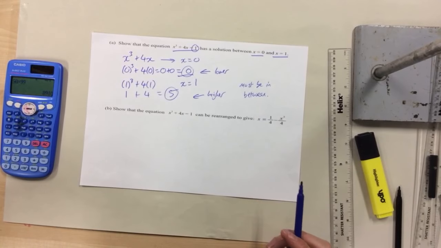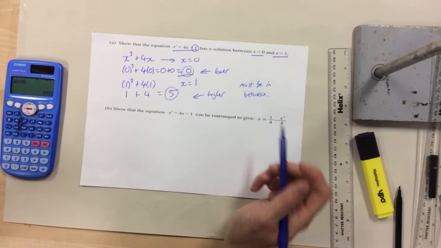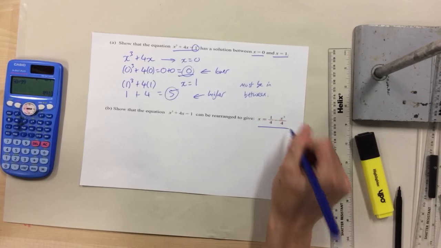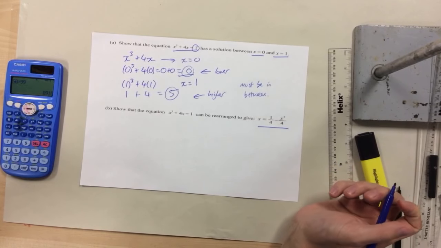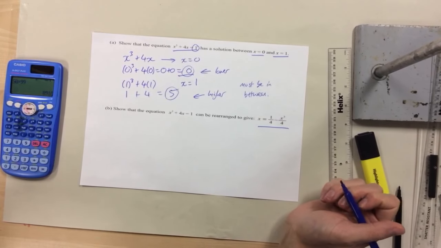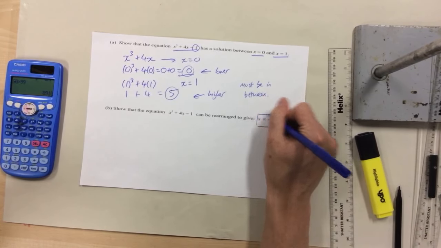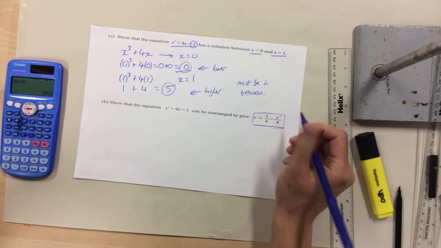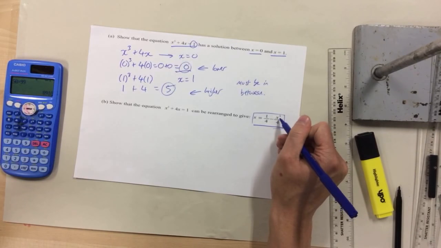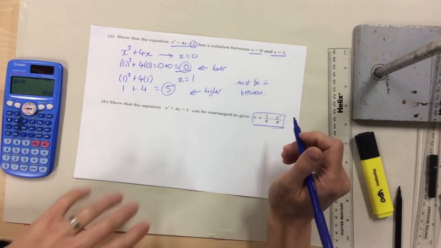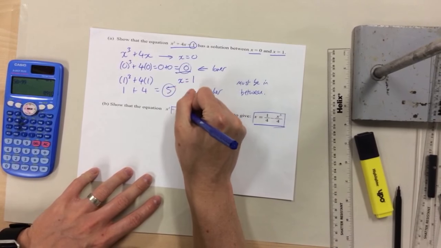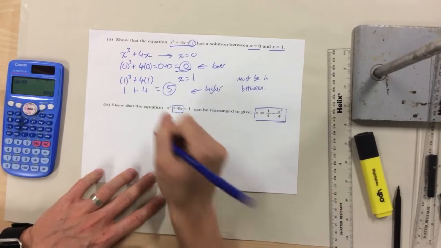So part B, show that the equation x cubed plus 4x equals 1 can be rearranged to give this. Okay, so there's more than one way of rearranging these equations. So I'm going to look at this and it's going to give me a clue. Now, I can see I've still got my x cubed there. That's not gone anywhere. Okay, so I've not cube rooted at all. So I'm going to try and get the other x on its own. So I'm going to try and get that 4x on its own.